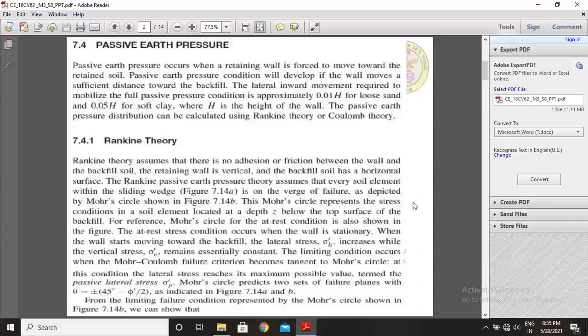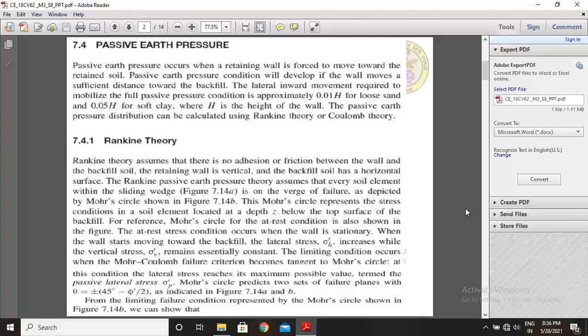Now let us see Rankine theory to determine passive earth pressure. Rankine theory assumes that there is no adhesion or friction between the wall and the backfill soil. The retaining wall is vertical and the backfill soil has a horizontal surface. These are the assumptions of Rankine's theory to calculate passive earth pressures.